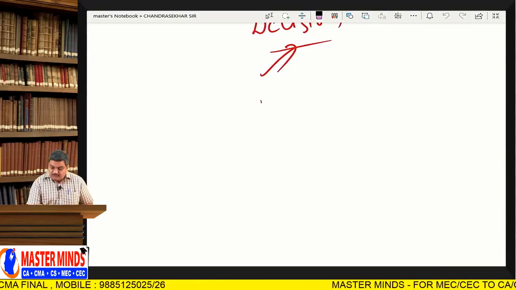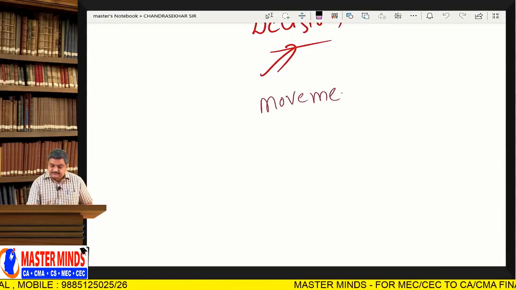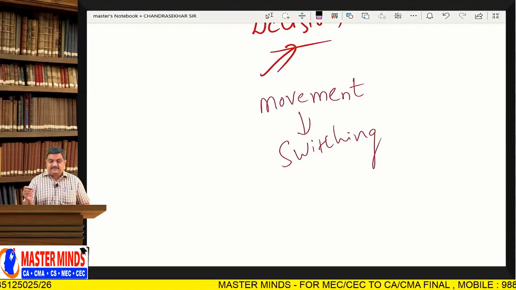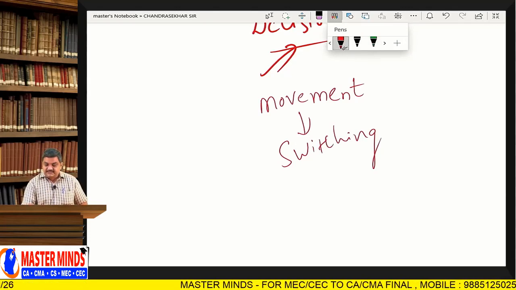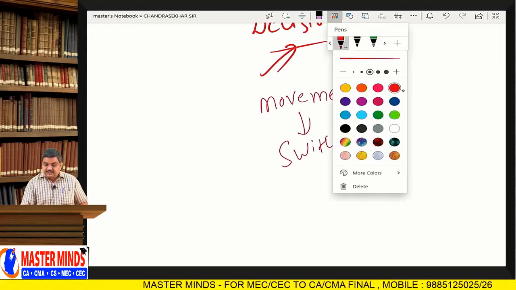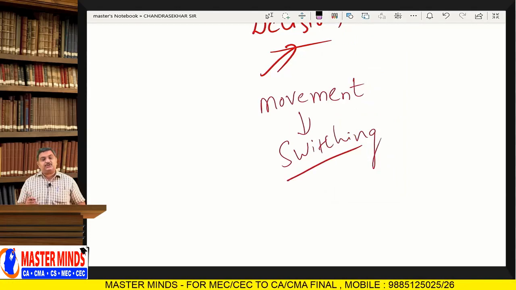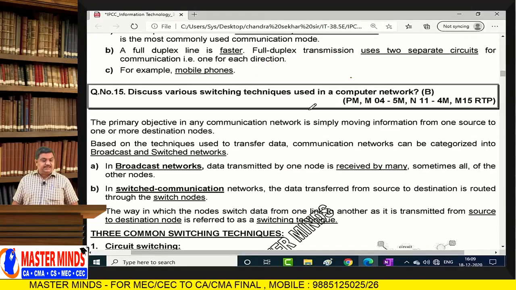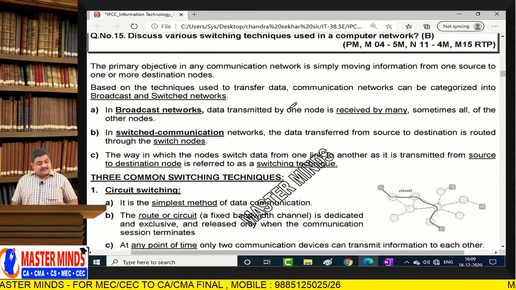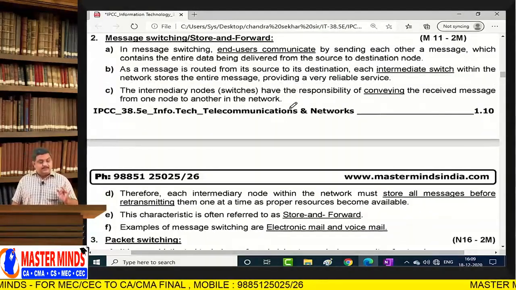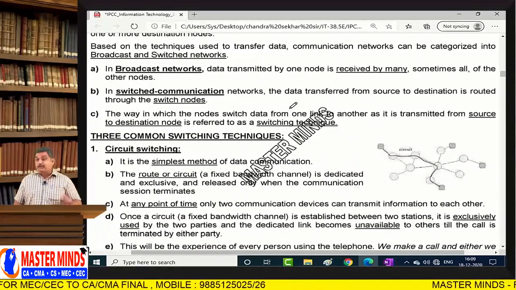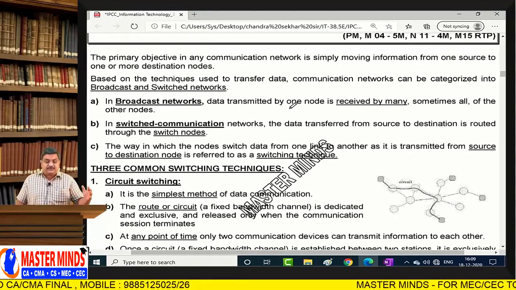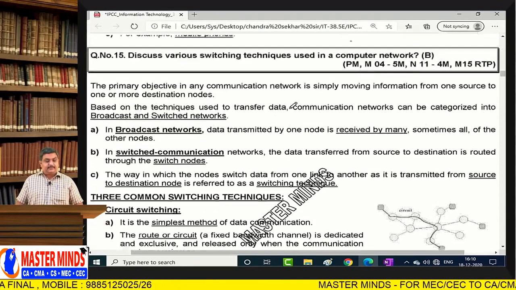So, that movement is called as switching. And we follow different types of switching techniques to move data from sender to the receiver. And we have three types of switching techniques. Okay. Circuit switching, message switching and packet switching. But before going to learn about those techniques, let us see what is switching technique and how many types of switch networks are there. Okay.